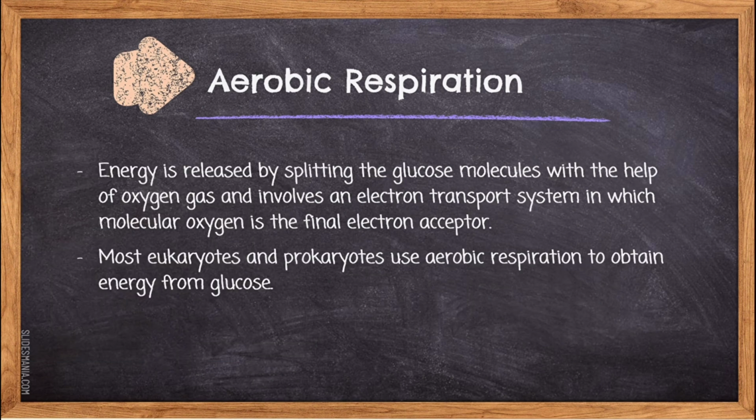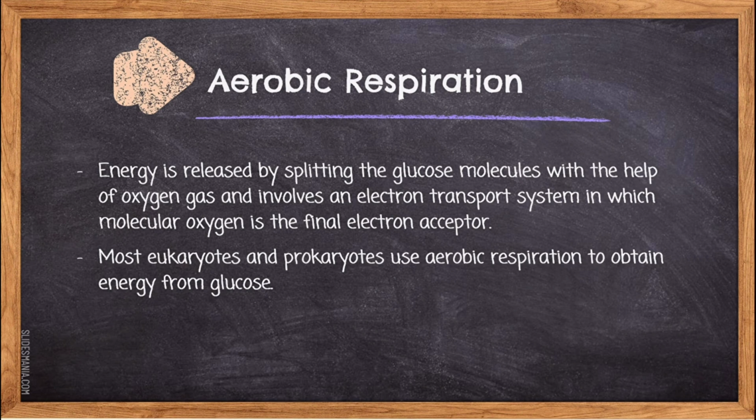In this process, energy is released by splitting the glucose molecules with the help of oxygen gas and involves an electron transport system in which molecular oxygen is the final electron acceptor. This type of respiration is much more efficient and produces ATP much more quickly than anaerobic respiration. This is because oxygen is an excellent electron acceptor for the chemical reactions involved in generating ATP. Most eukaryotes and prokaryotes use aerobic respiration to obtain energy from glucose.